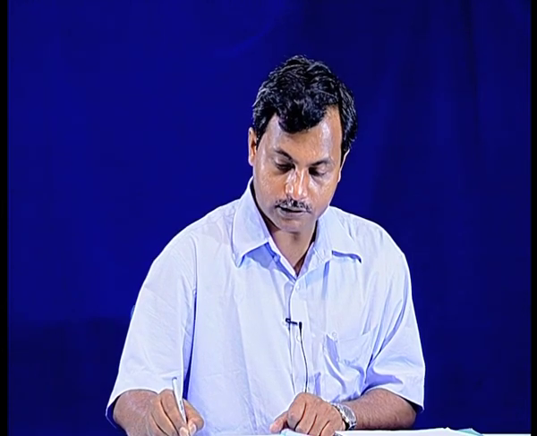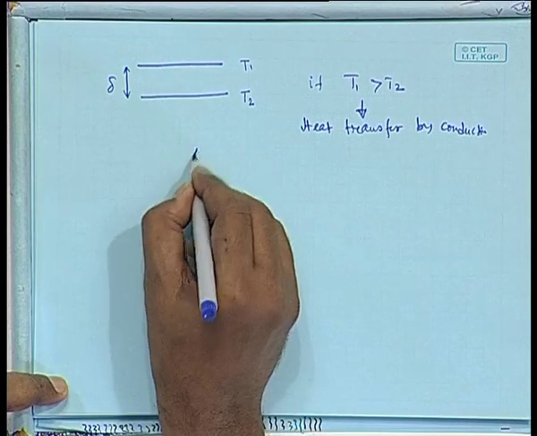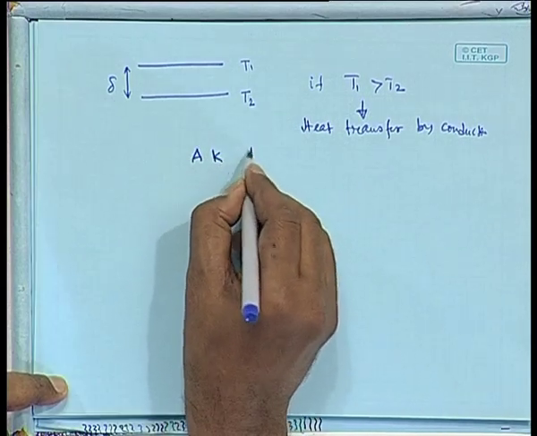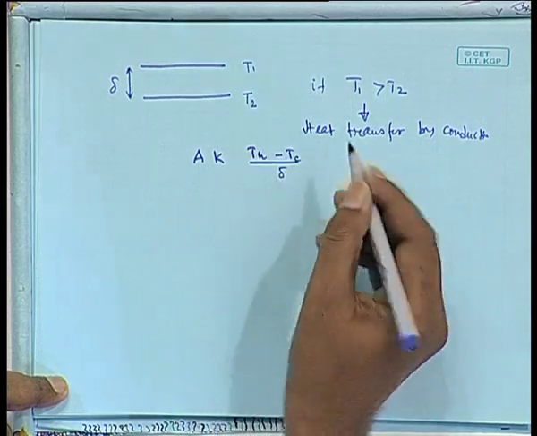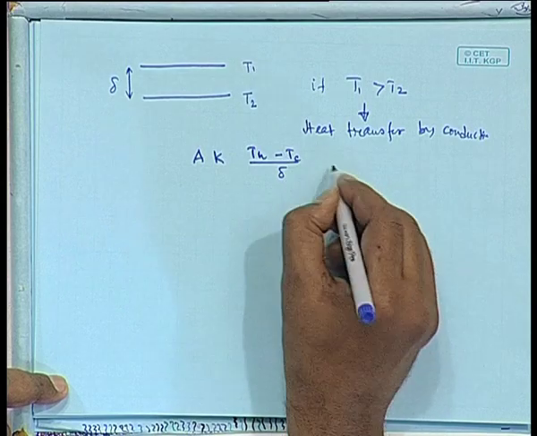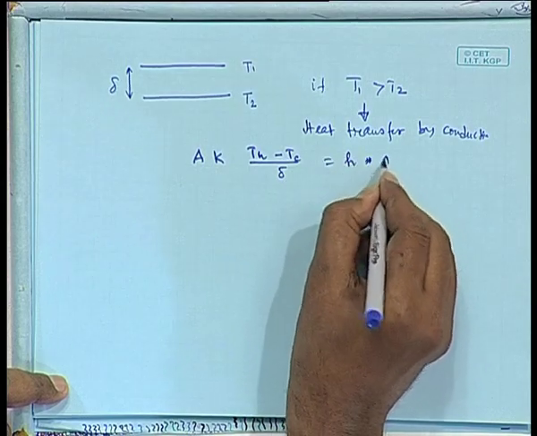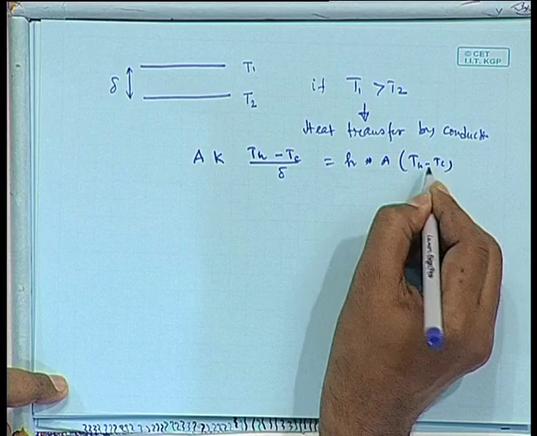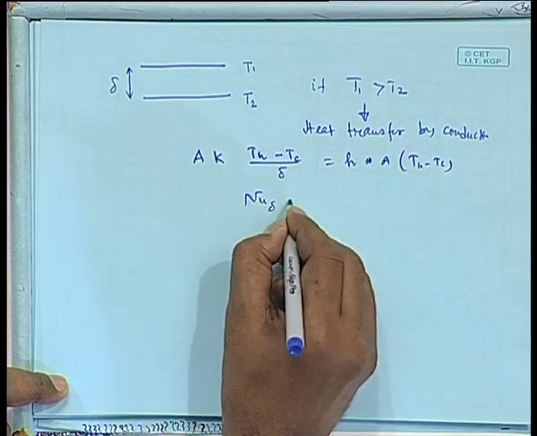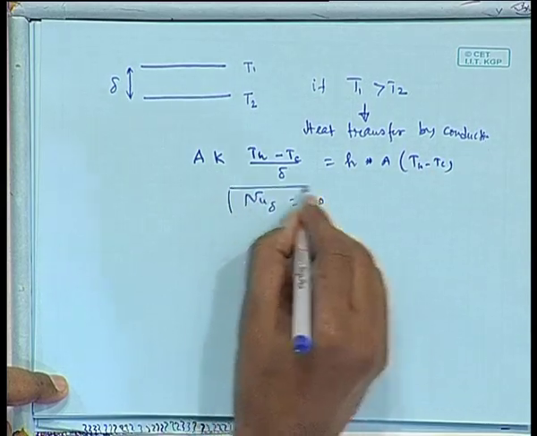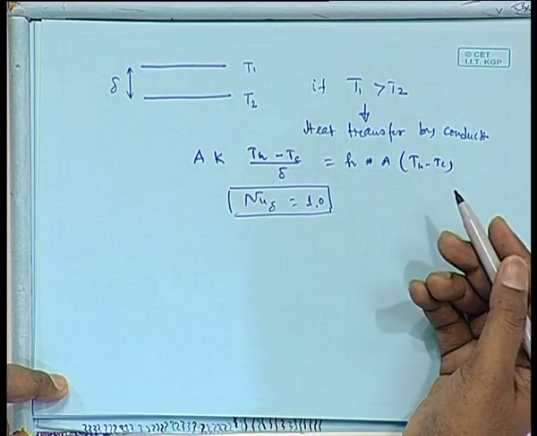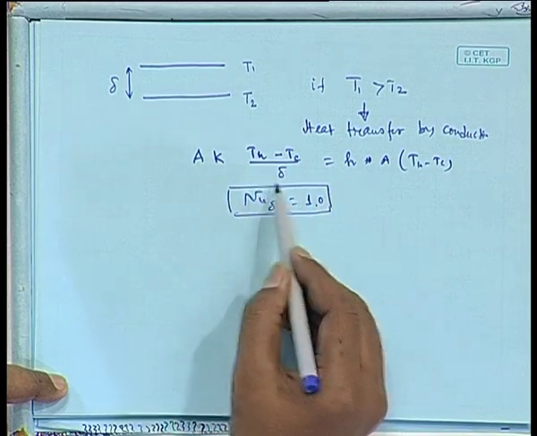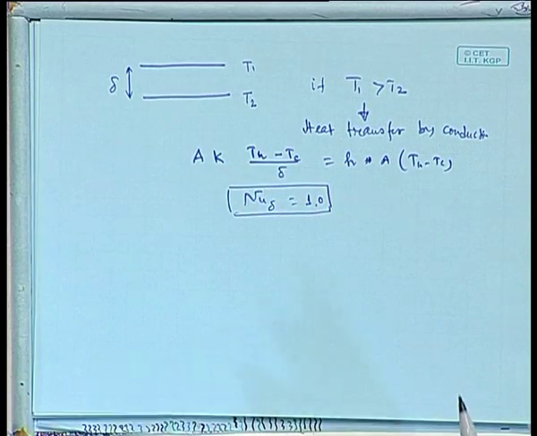Heat transfer by conduction. That means A times k times (T hot minus T cold) divided by delta will be the total amount of heat transferred, which equals h times A times (Th minus Tc), and in this case your Nusselt number will be exactly equal to 1. It is a case of conduction only, and if you impose the amount of heat transferred in the definition of Nusselt number, your Nusselt number will turn out to be 1.